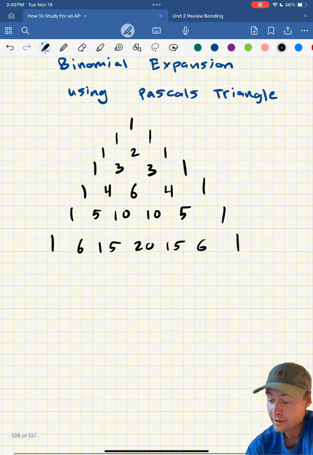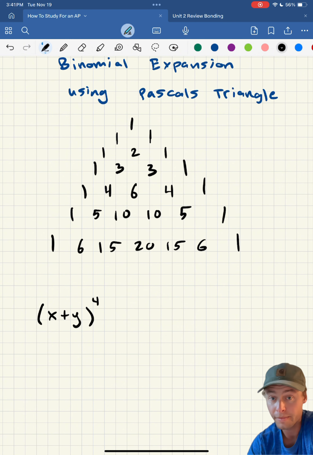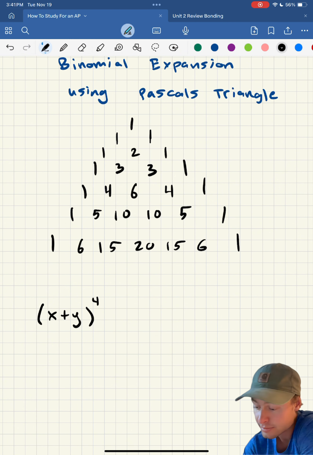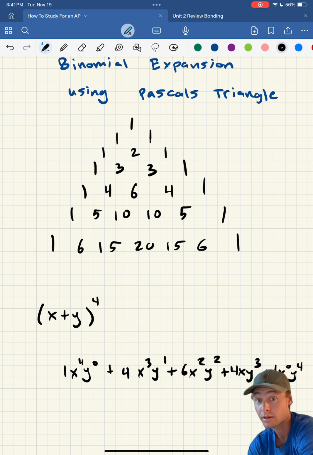So if I have a binomial like x plus y to the power of 4, okay, this would become 1x to the fourth y to the 0 plus 4x cubed y to the 1 plus 6x squared y squared plus 4xy cubed plus 1x to the 0 y to the fourth. And I know that that's super confusing, but here's what's happening.